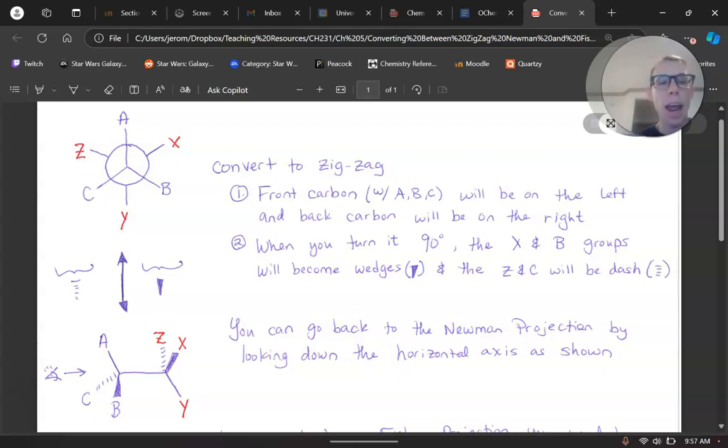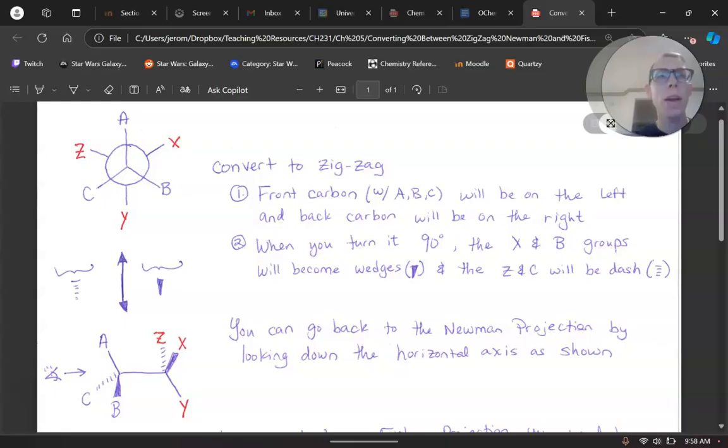In this case, I see that A is going to go above me, so I draw a vertical line sloping towards me as A, and then a vertical line sloping away from me being X. Then I have wedges and dashes at my front and my back carbon. The stuff on my right, which is my B and my Y, are going to be my wedges, and then my C and Z, which are my things on my left, are going to be my dashes. That's how we convert from a Newman to a Fisher, or sorry, a Newman to a zigzag. If you have a normal zigzag, you should be able to go to a Newman hopefully pretty easily, because we learned that previously in chapter 3.